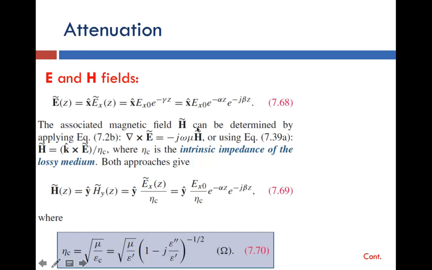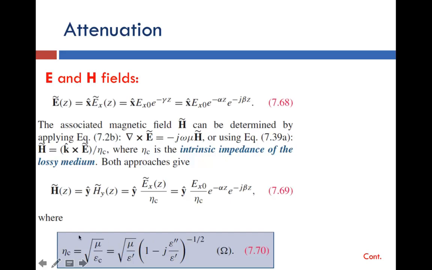So the magnetic field can then be determined by applying the equation that says that the curl of E is minus j omega mu H, or by using the equation that tells us that H is k cross E divided by eta. Except in this case, the difference is we're going to use eta c, the complex form of eta, because we have not assumed we have lossless media. So for our expression for eta, instead of mu over epsilon, it's mu over epsilon c, where epsilon c is complex. And then the second part of this expression shows the substitution that's been made for epsilon c, which is epsilon prime, and then this term here to the minus 1/2.